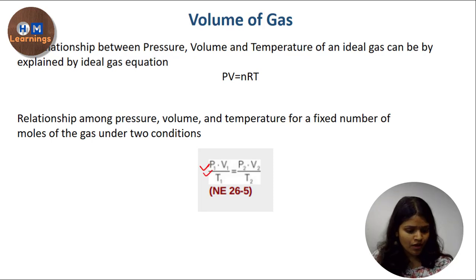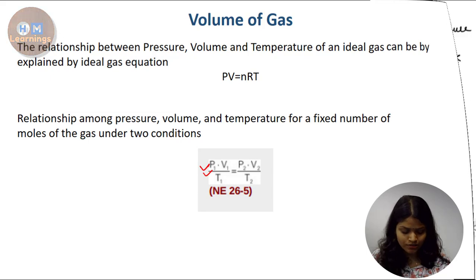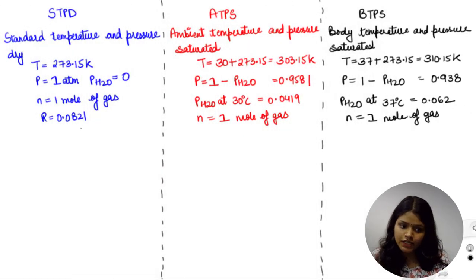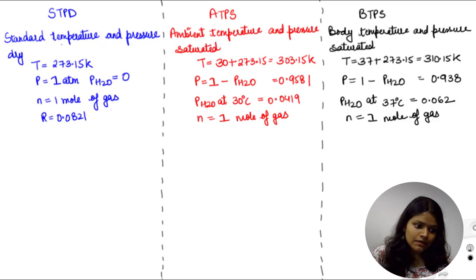So now we will move on to understand how the temperature and the pressure change are going to change the volume of the gas, keeping the moles of the gas constant. This shows you 3 different conditions: STPD, ATPS and BTPS. STPD means standard temperature and pressure, dry. ATPS is ambient temperature and pressure, saturated. BTPS is body temperature and pressure, saturated.